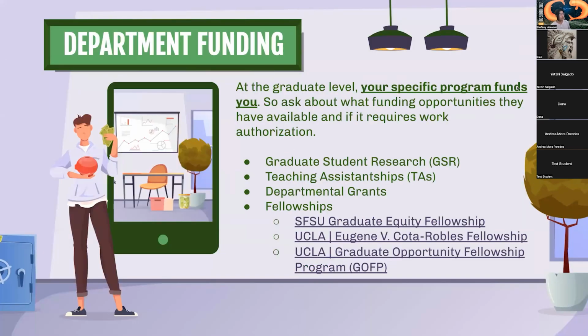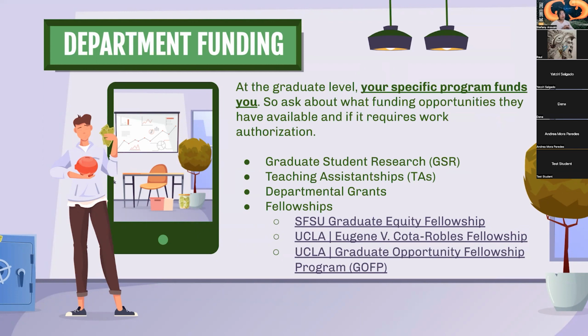Next thing is funding works a little bit differently at the grad level. Usually when you're an undergrad, you get funding from the school, right? Like from the UC system. But once you get to the graduate level, you get funds from your specific program or department. Say you're a math major, your specific math department has funds that are paid to you. It's not funding from the UC system or UC Regents, none of that. So it's important to ask about what funding opportunities your specific department has for you.